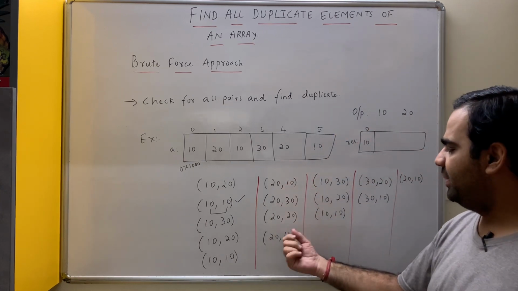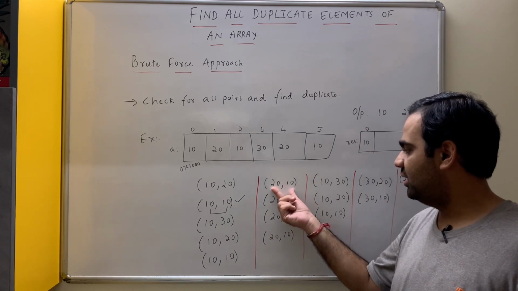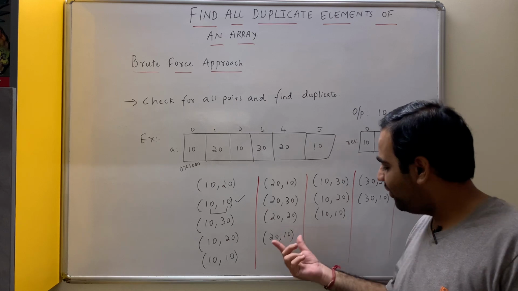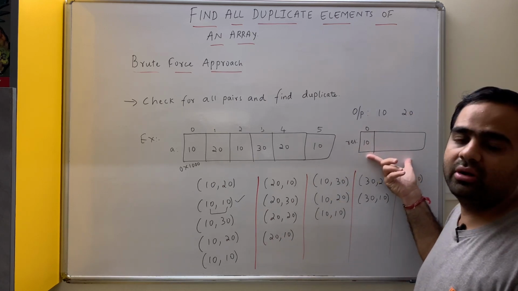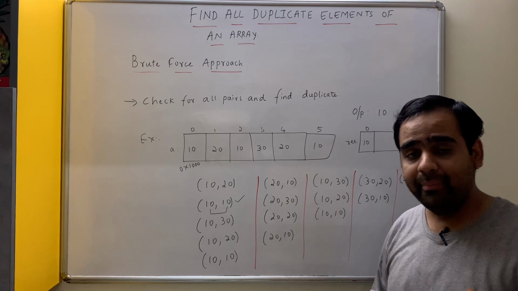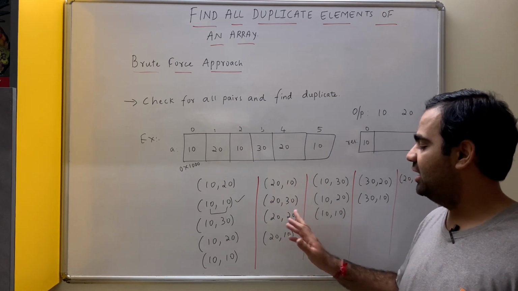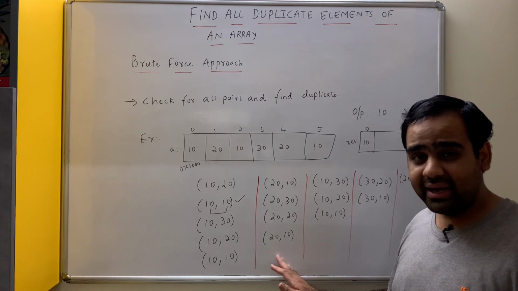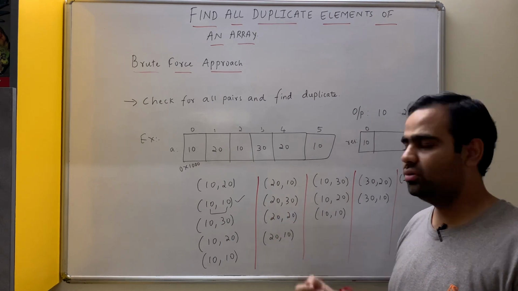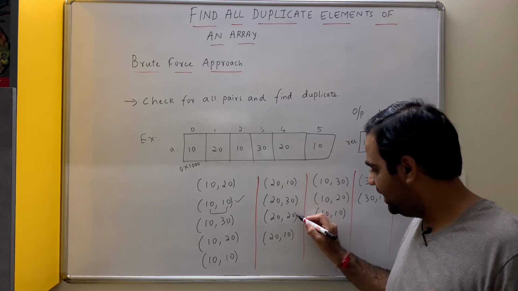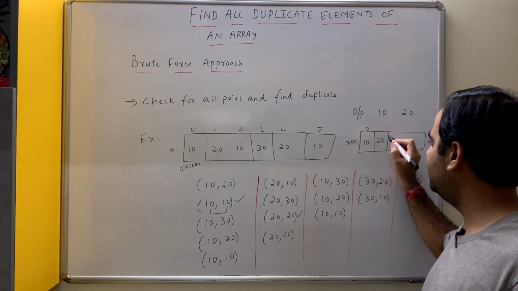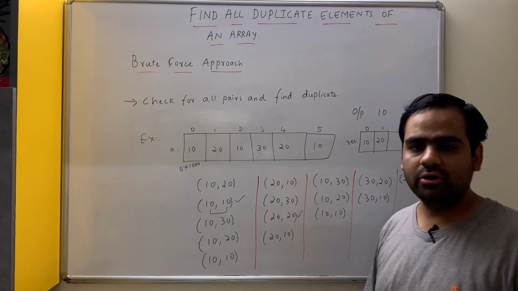Now find all the pairs with respect to 20. Before you find all the pairs with respect to 20, check whether 20 is there in the resultant array or not. 20 is not there in the resultant array. It means we did not find any duplicate elements with respect to 20. Now is 20 equal to 10? No. 20 equal to 30? No. 20 equal to 20? Yes. This forms the duplicate element. Hence write 20 in the resultant array, which is the duplicate element.